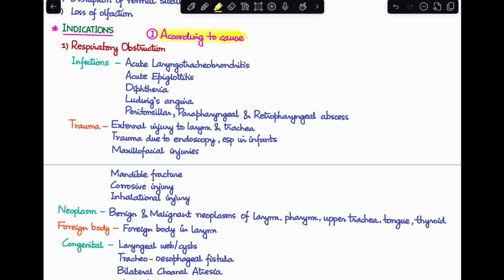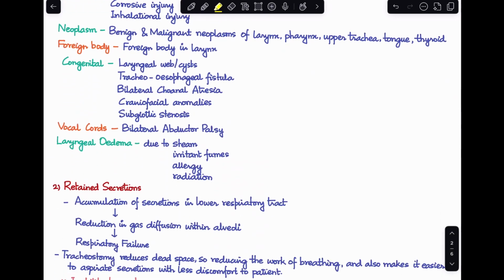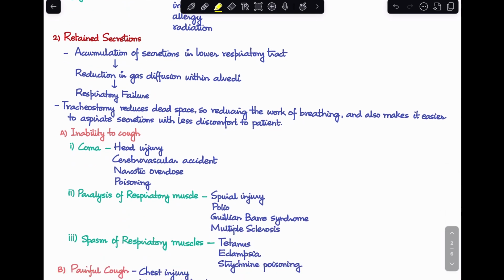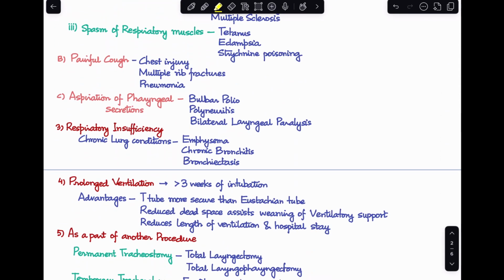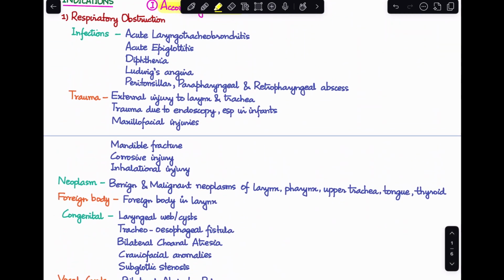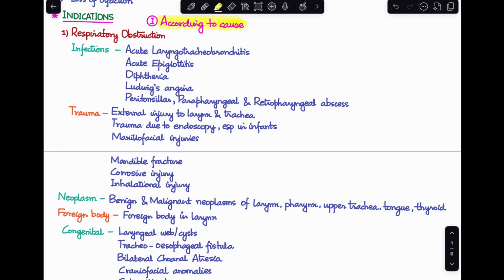This can itself be divided into five types. So, our first type over here is when there is any kind of respiratory obstruction. Second is if there is retained secretions. Third is if there is respiratory insufficiency. Fourth is if there is a need for prolonged ventilation. And fifth is when it is done as a part of another procedure. So let's start with respiratory obstruction as the main cause.